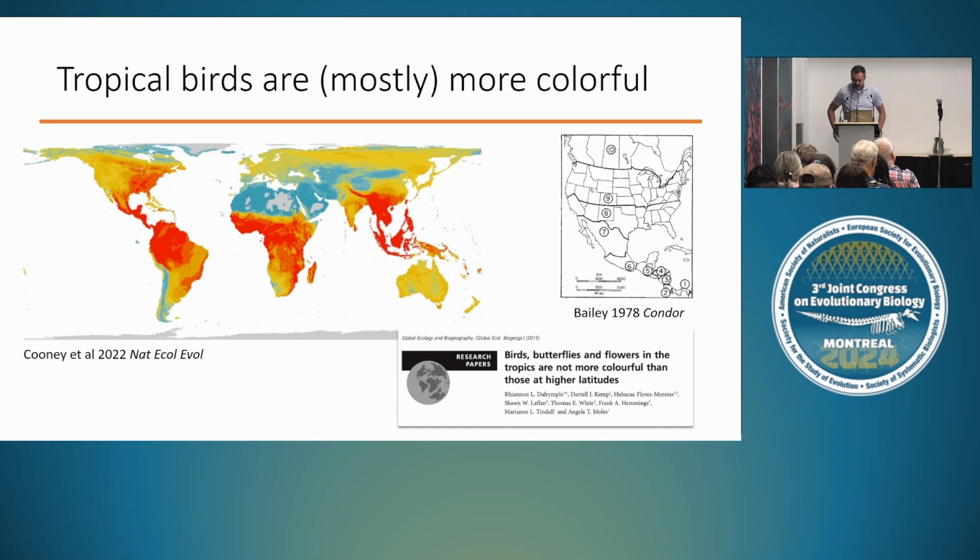So there was a study that came out, I'm not sure if Chris is in the room, but Chris Cooney et al. a couple of years ago showed this really cool paper, pretty much across all birds, I believe, this gradient of more colorful species in the tropics. This was interesting, but I also thought, there's this paper in 2015 that showed that birds, butterflies, and some other groups do not show this gradient in coloration.